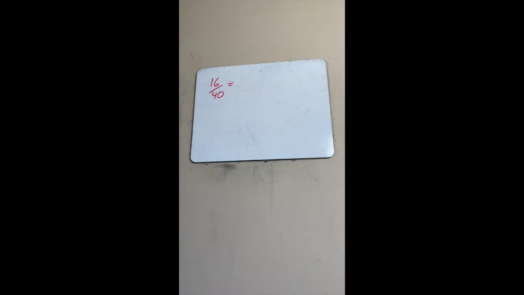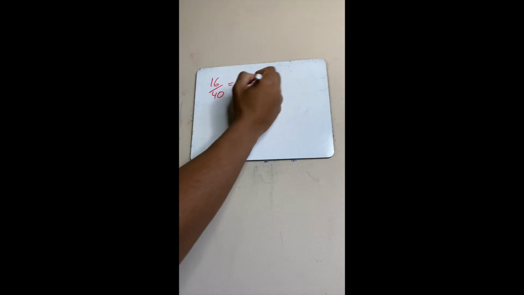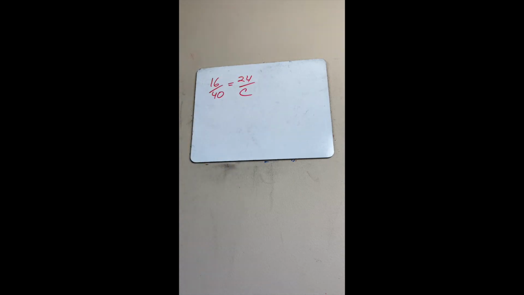She said, okay, I know a recipe calls for 16 over 40. But in my recipe, I want to have a 24 at the top. Unfortunately, I don't know what the bottom is going to be. And I said, this is perfect. Let's help you solve this proportion. You got to cross multiply first, okay?